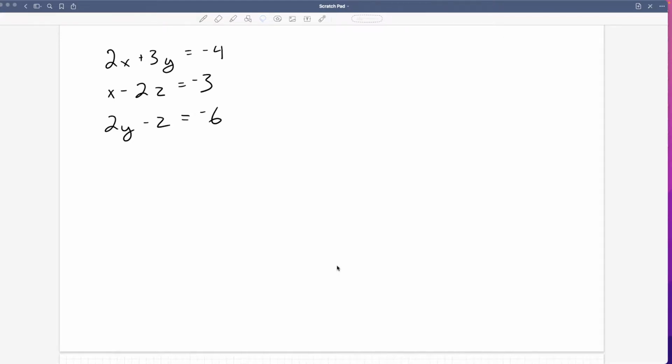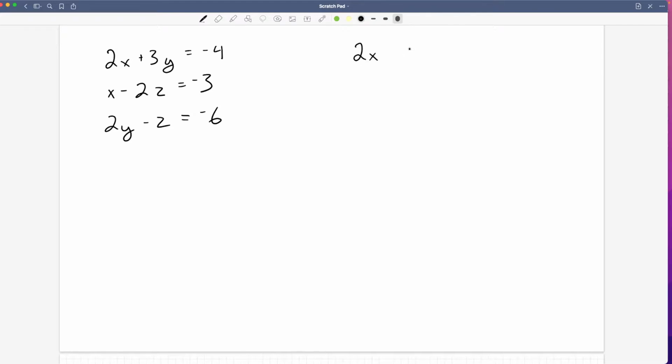Sometimes we're given systems of three equations where we don't have all three variables in each equation. This is a little more obvious to see if we spread these out and stack them. It would help if I used my pen.